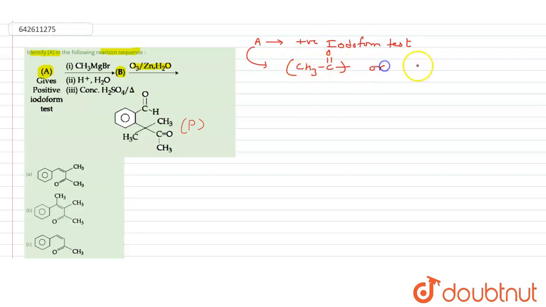Or you can say it can be CH3CHOH. So if the compound has this group, CH3CHOH or CH3CO, those compounds will show a positive iodoform test. So that means in our compound A, this group must be there. This can be checked by our options.